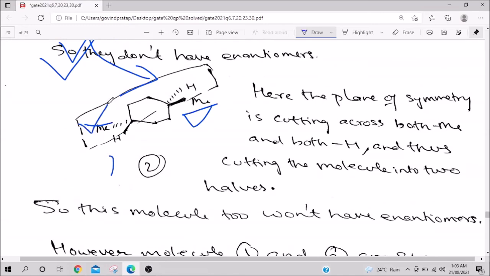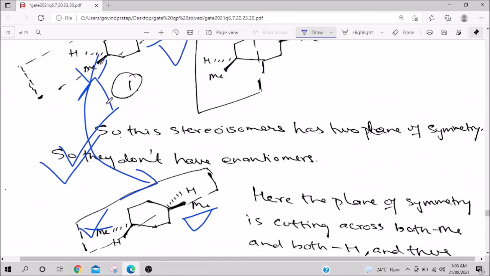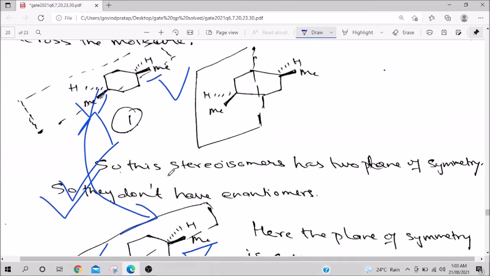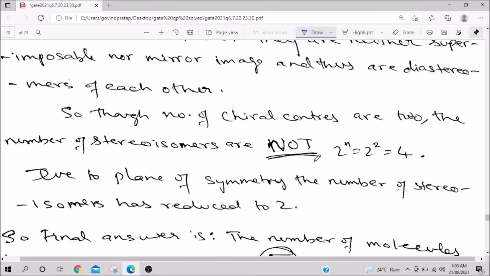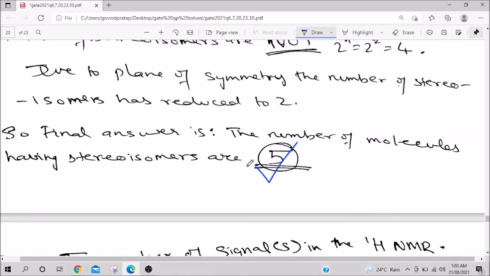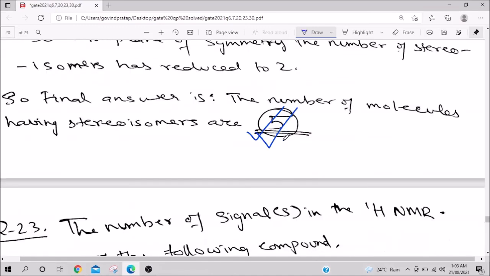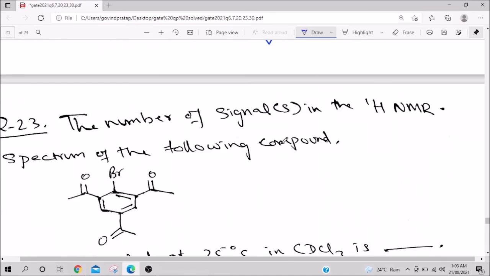One methyl is front, one methyl is behind. But both cis and trans are optically inactive, but cis and trans by themselves are stereoisomers. This is very important, this example. So overall, how many are there? Overall, a total of 5 molecules have stereoisomers. You can go back and check. Let's go to the next question.